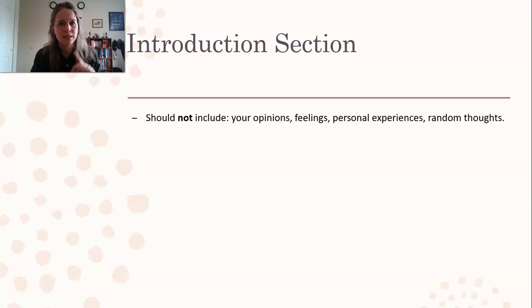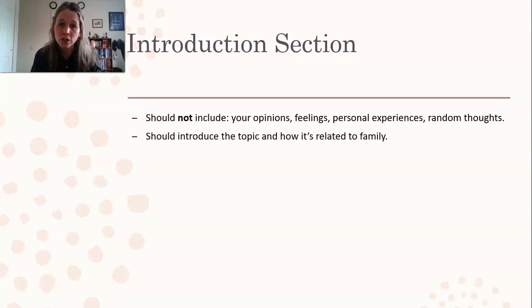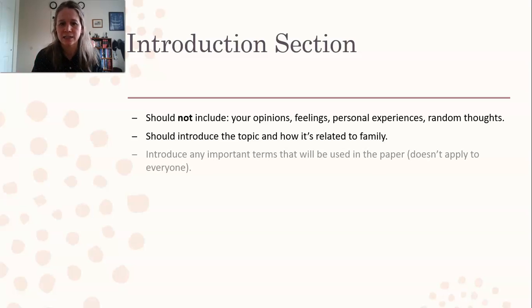So keep in mind, the introduction and really the paper as a whole should not include your opinions, feelings, personal experiences, or random thoughts. So if you come across those when you're rereading, editing your paper, just delete them. But it should introduce the topic and how it's related to family. So you've got to make that connection. You'll see that is one of the points in the rubric. How is this related to family?